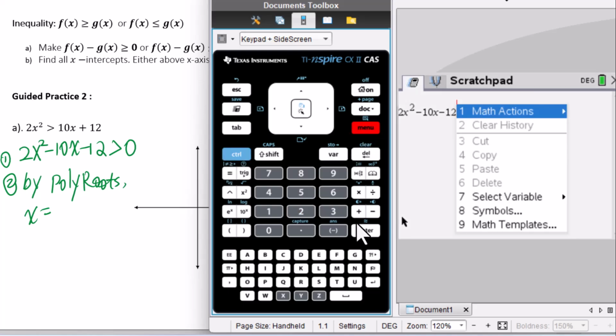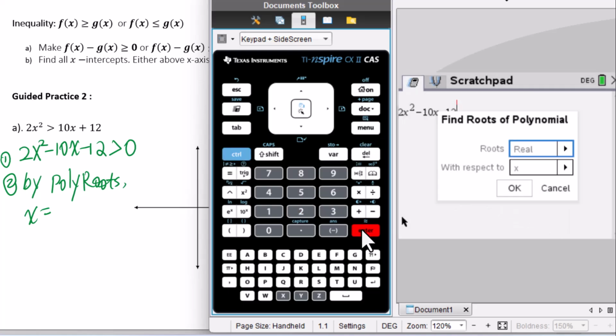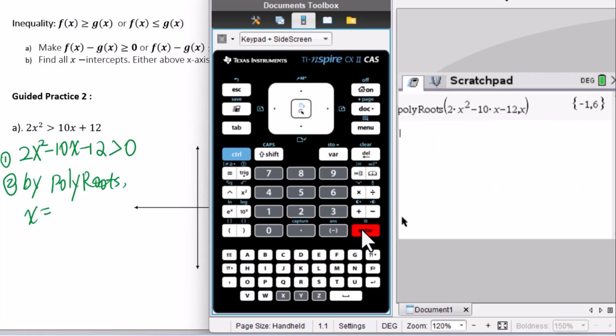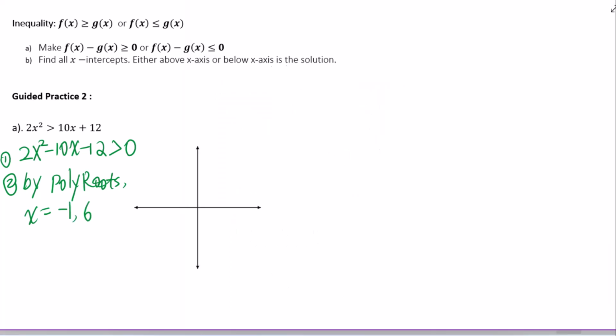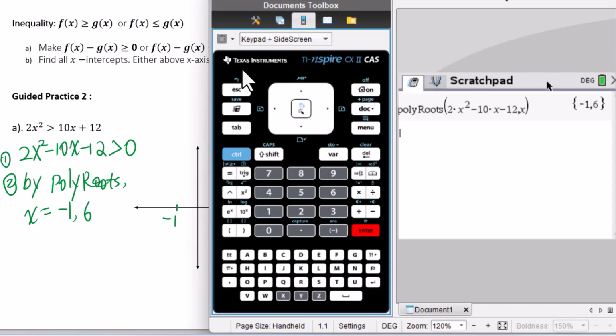Control menu. Enter. x1 equals -1, x2 equals 6. Then we need to label these roots on this coordinate plane. Graph the function.